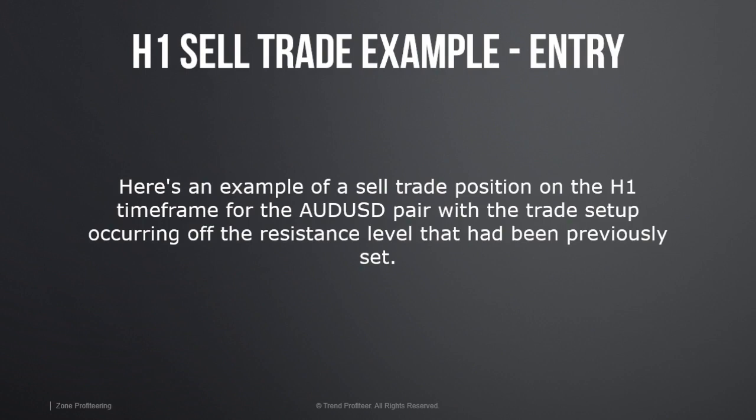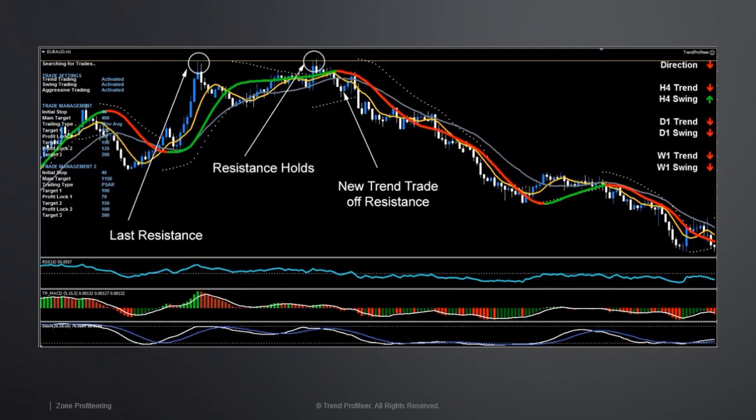You can see the resistance level that has been previously set. So we've got last resistance here. We've got resistance being tested and holding here. We've got a new trend trade that occurs here to the downside, a new sell trend trade. You've got resistance behind you, and bang, just was a really nice trade.